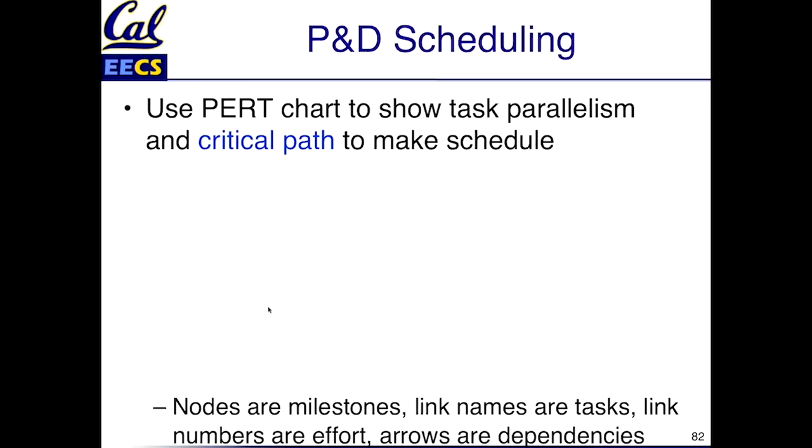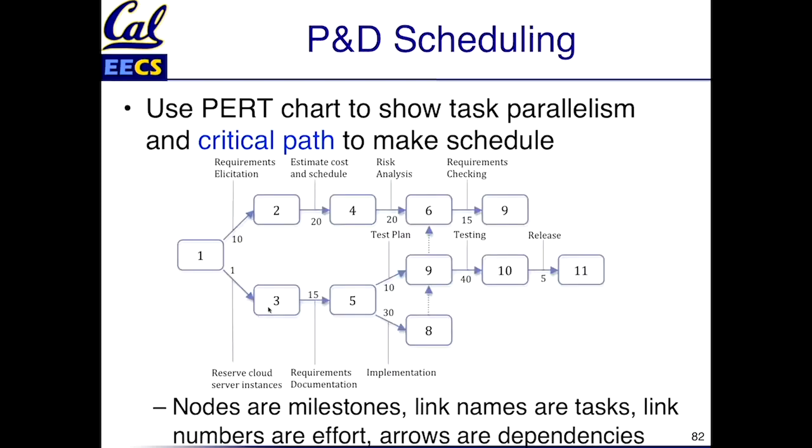What about scheduling? What you're trying to figure out is what tasks you can do in parallel. And you may have heard of PERT charts. So let me show you what a PERT chart is. It was developed in the aerospace industry to figure out how long it would take to build a space shuttle. So each of these nodes are milestones. These little rectangles, there's 11 milestones for the project, all right? And then these names on these arcs say what's being done.